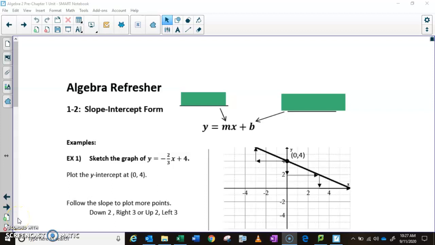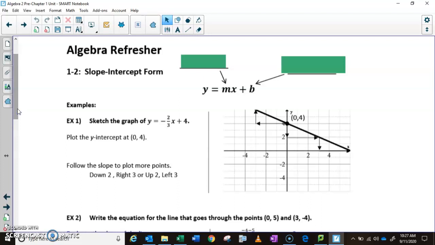Welcome back to our next lesson, section 1-2. We are going to talk today about slope-intercept form. This should be reviewed from 8th grade as well.